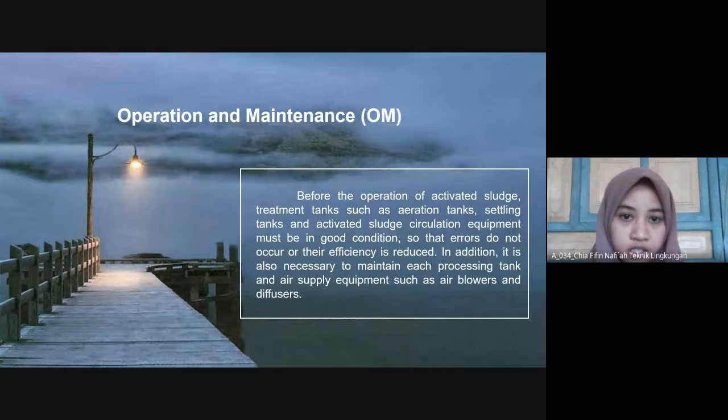Operation and maintenance. Before the operation of activated sludge treatment, tanks such as aeration tanks, settling tanks, and activated sludge circulation equipment must be in good condition so that errors don't occur or efficiency is reduced. In addition, it is also necessary to maintain each processing tank and air supply equipment such as air blowers and diffusers.